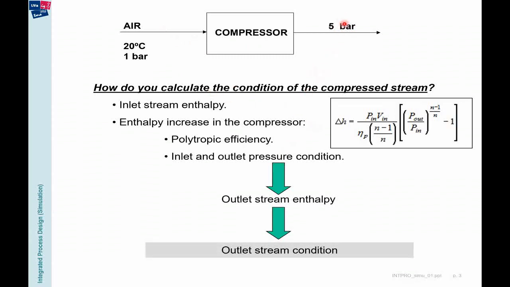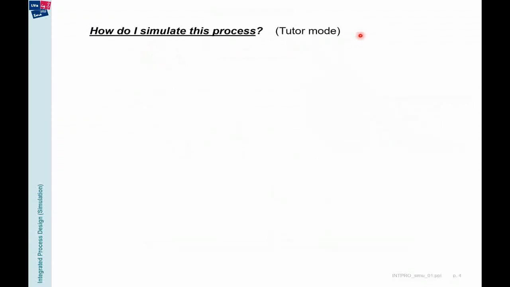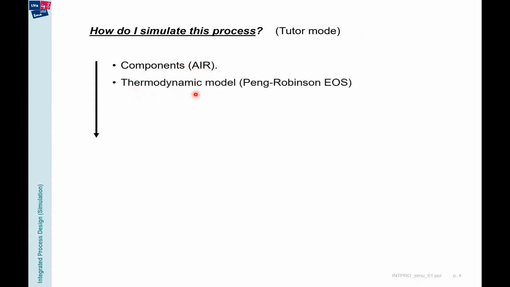If you have the pressure and the enthalpy of this stream, using the same equation of state, Peng-Robinson, you can calculate the temperature, the entropy, and all the other properties of the final stream. You must consider that the simulator requires exactly the same information you do. For example, for this example, we need to specify first the components. We have air. Second, the thermodynamic model we are going to use for enthalpy calculations, the Peng-Robinson equation of state.